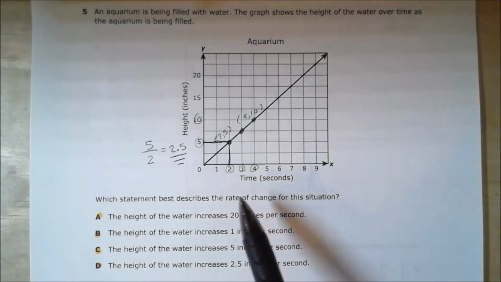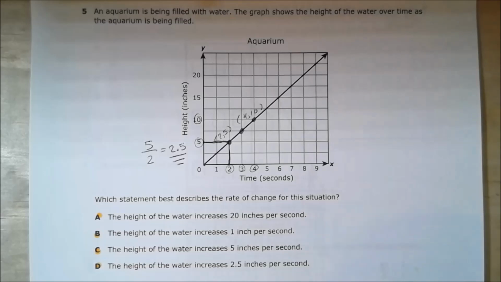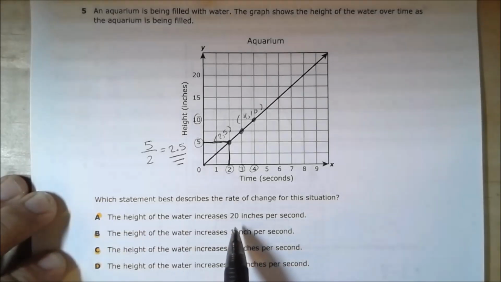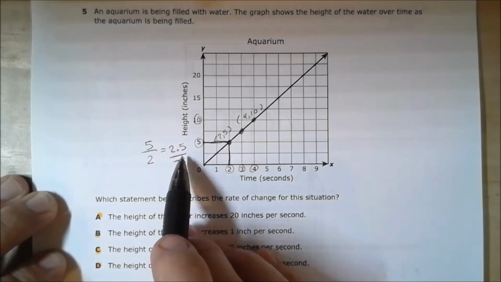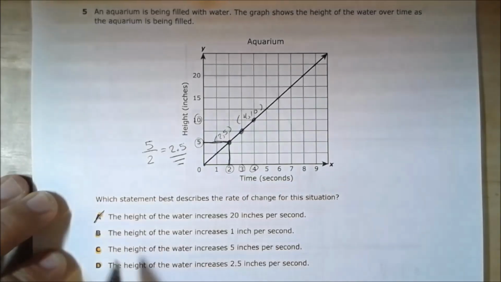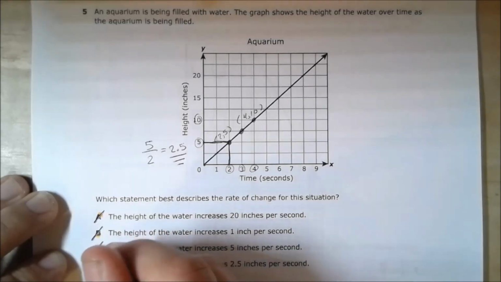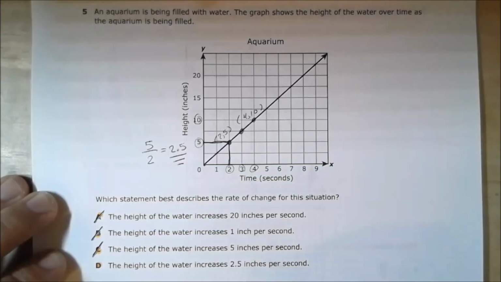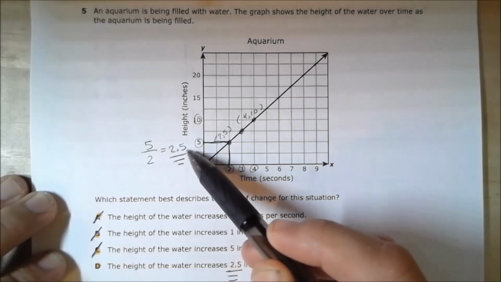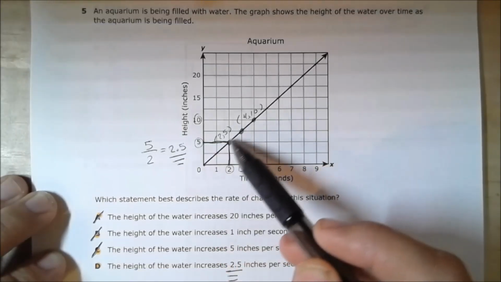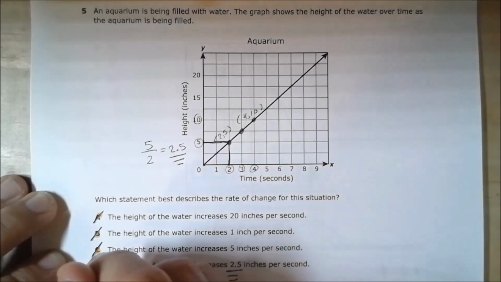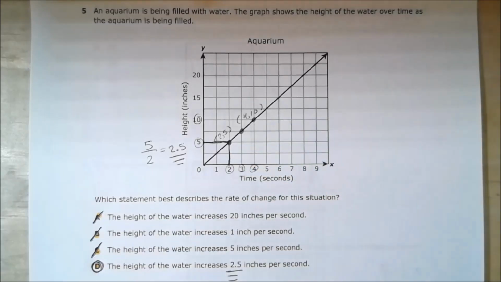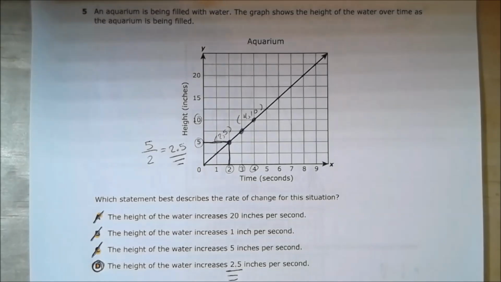So let's see which one of these has that as a unit rate, 2.5. A says the height of the water increases 20 inches per second. Well, we know it's 2.5, so it can't be A. The height of the water increases 1 inch per second. Well, it can't be B. The height of the water increases 5 inches per second. That's false. The height of the water increases 2.5 inches per second. Whether you got it this way, or whether you found 2 points on the line and put it in your spreadsheet and got the slope, you know that D is the correct answer. Go ahead and pause this video and move on to the next one and try to do it on your own.